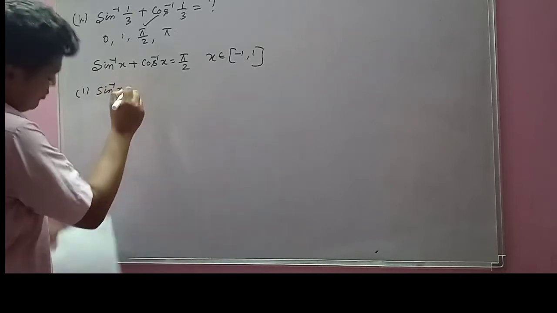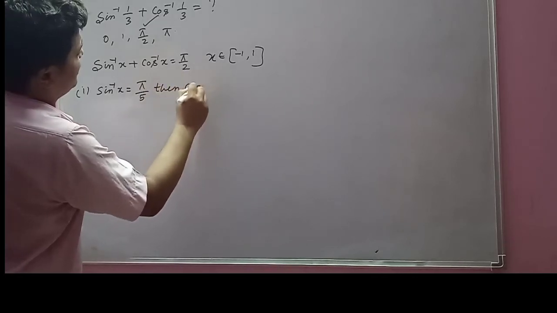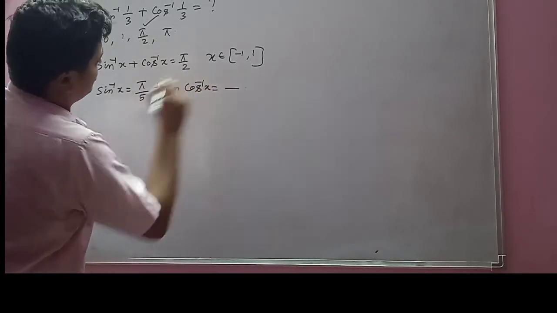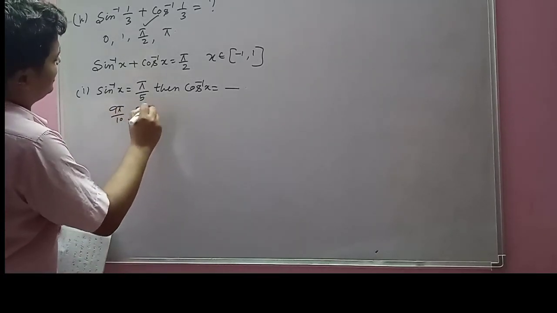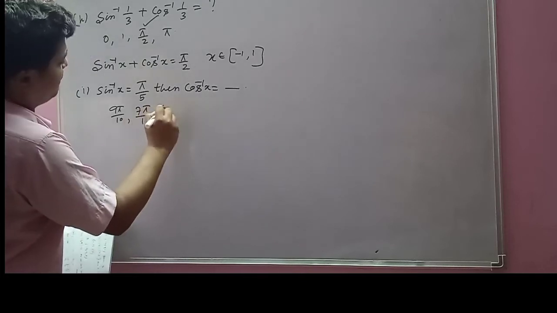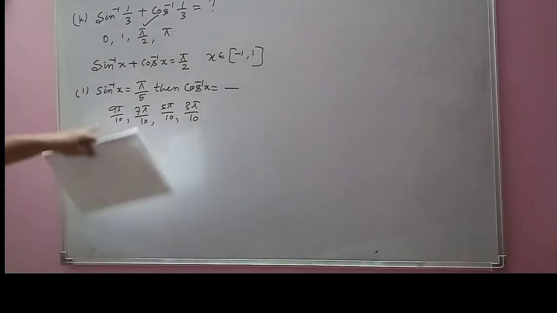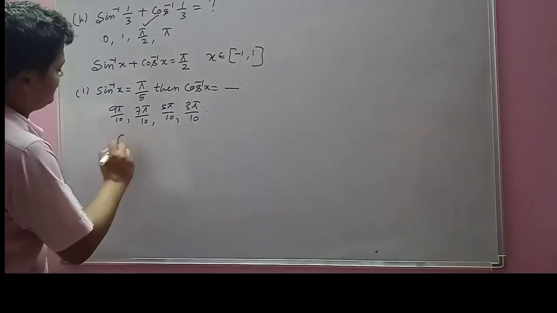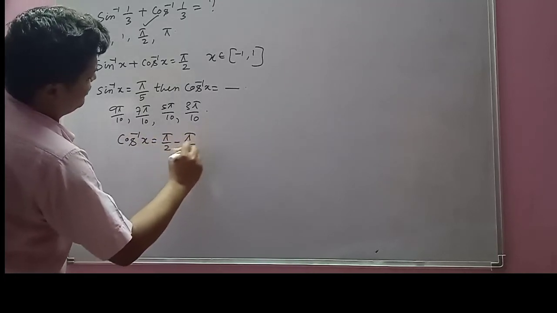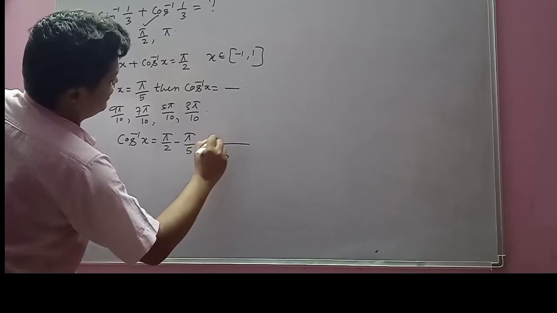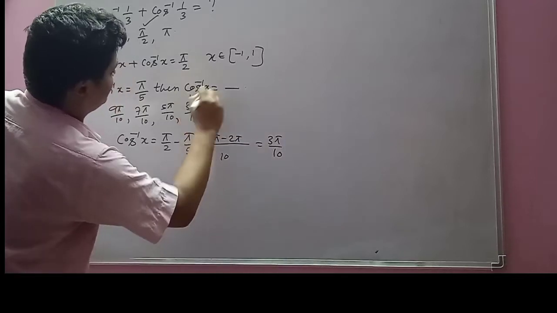Now come to the next one. Sin inverse x equal to pi by 5. Then cos inverse x equal to this. Options given: 9 pi by 10, 7 pi by 10, 5 pi by 10, 3 pi by 10. Use the previous formula. Cos inverse x becomes pi by 2 minus pi by 5. That is equal to (5 pi minus 2 pi) by 10, which is 3 pi by 10.